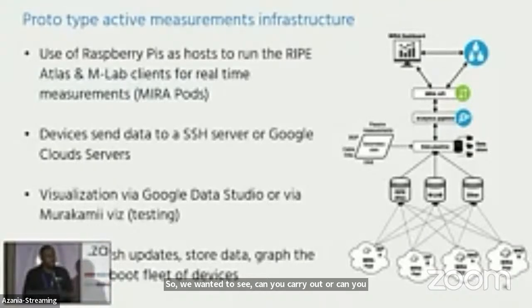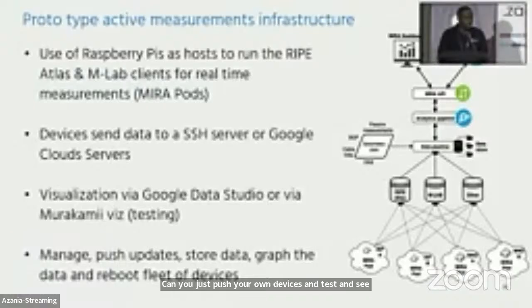Let's say you want to measure the internet resilience for a small town or a small city. Can you just push your own devices and test and see? So we did a small pilot with 10 countries using the Raspberry Pis. We put certain measurement tools there. We received that data, we graphed that data, and we saw that data. So it was a pilot run.